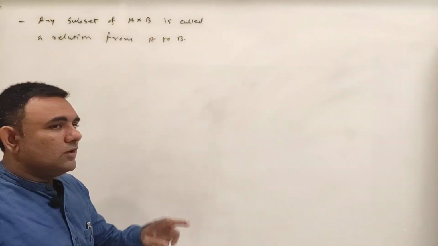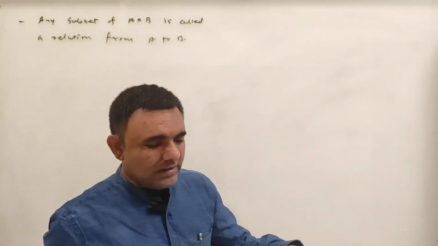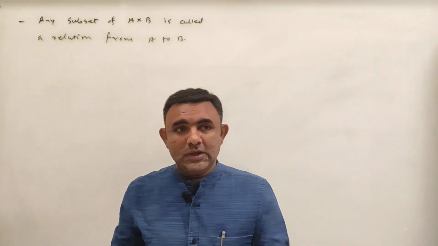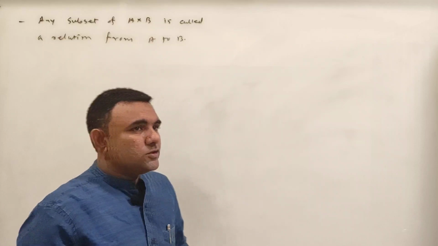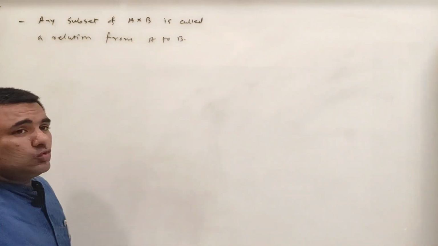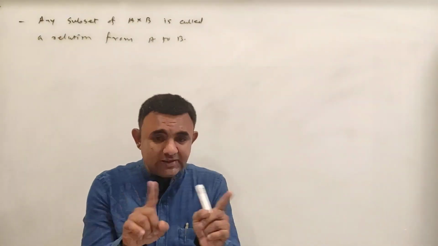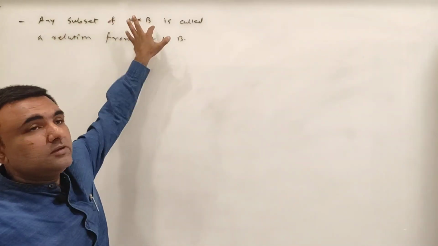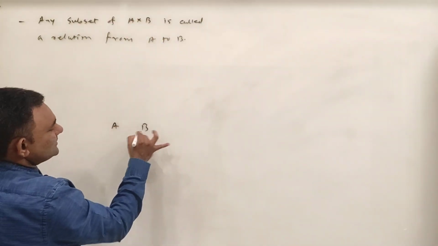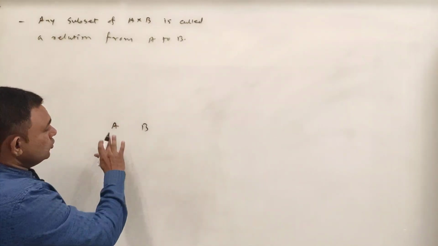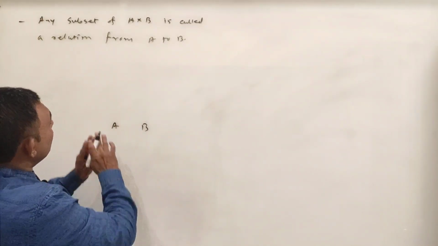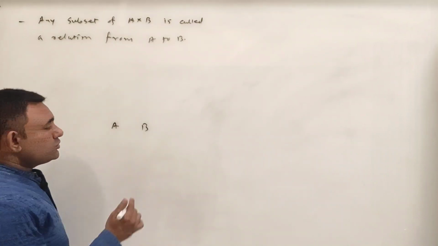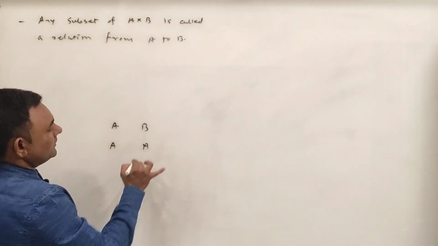So whenever you are given two things, not only in algebra, in mathematics, whenever you are given two things, then always you try to observe what happens when those two things are equal. So here we have been given any subset of A cross B. A and B are any two sets, there is no restriction on A and B, and it is not said that A and B are distinct. So what happens if A and B are equal?